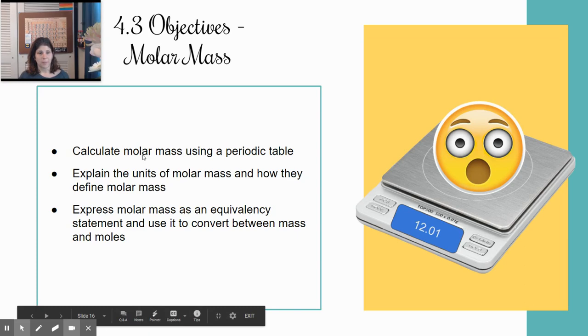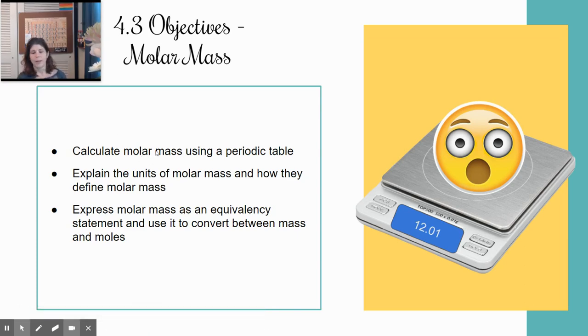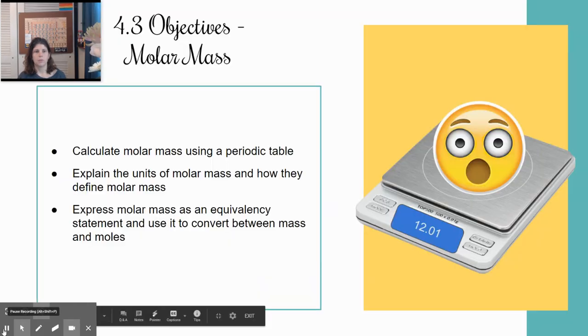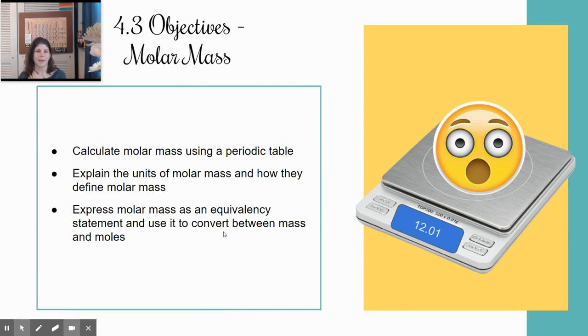We're going to talk about molar mass. So now that we know that a mole is a counting unit, it's just a way of saying a dozen, but instead of being 12, it's a lot bigger counting unit. We can find the mass of a mole, and that's called the molar mass. So what I want you to be able to do is find the molar mass, talk about what the units of molar mass are, and then use molar mass as an equivalency statement. Molar mass as an equivalency statement is something that we're going to be doing.